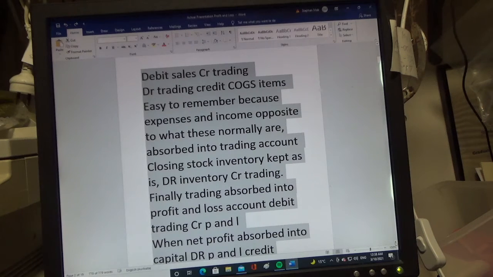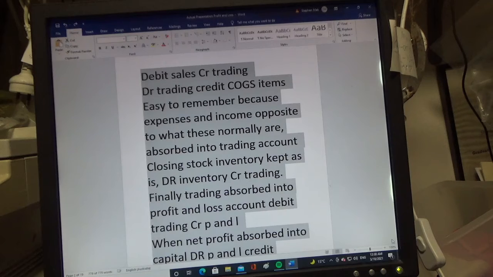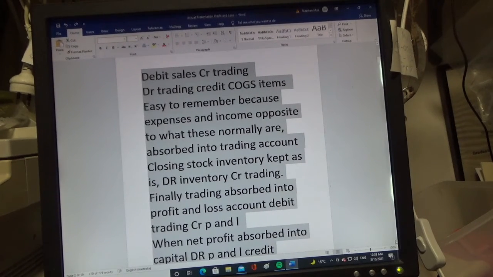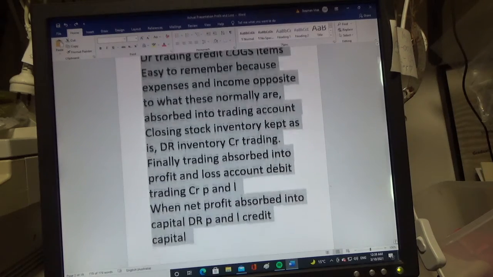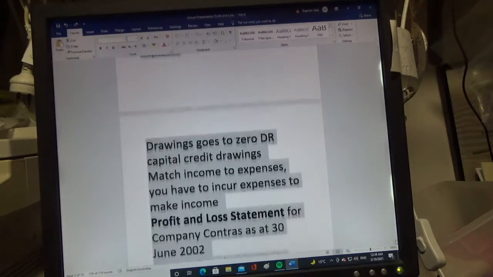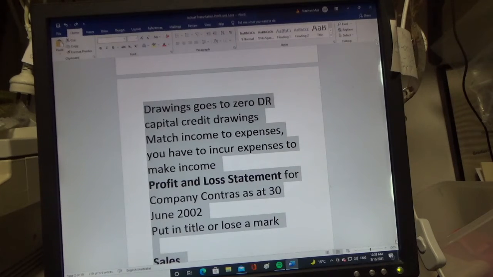Remember that in the income statement, income is matched to expenses. So income is a credit item, and expenses are a debit item in the P&L. And so that's just those entries where we mentioned that drawings has to go down to zero by the general journal entry, which is debit capital and credit drawings.